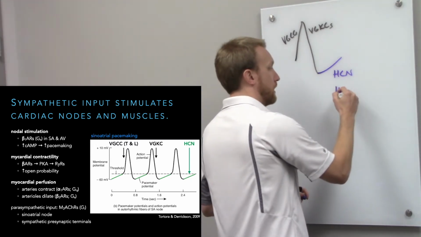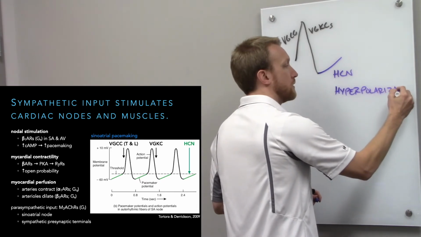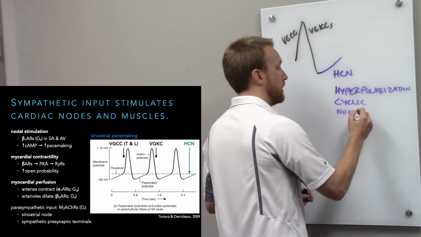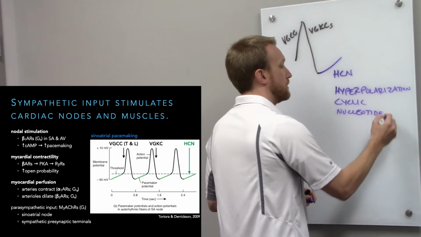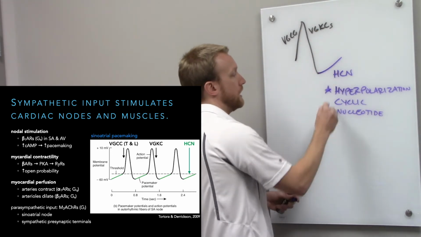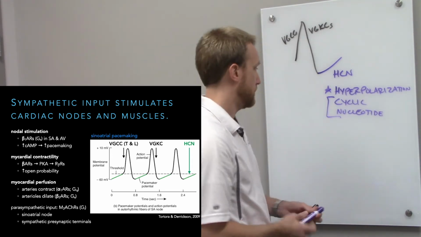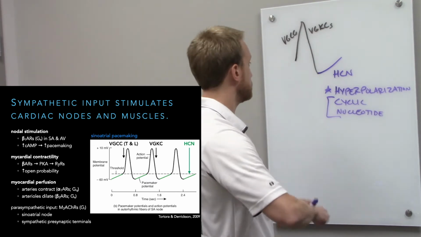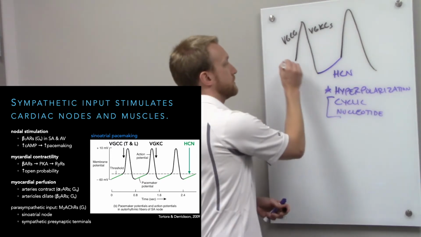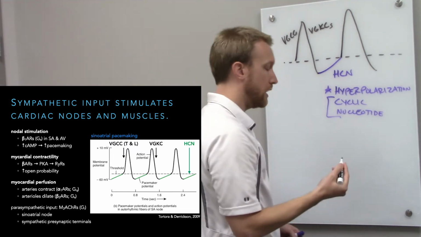And those are hyperpolarization-activated cyclic nucleotide-gated cation channels. So the hyperpolarization turns them on, and the degree to which they conduct ions depends on the level of cyclic nucleotides. This brings us to the autonomic innervation. Once we hit threshold, we'll spike. The real question is, how long does it take us to hit threshold? And that depends on conductance through HCN channels.